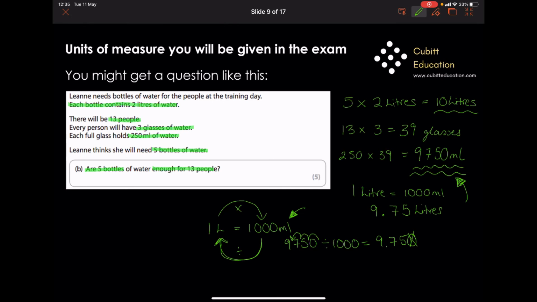So 9.75 litres. Are 5 bottles of water enough for 13 people? Yes, because she's actually got 10 litres and she doesn't quite need 10. She needs 9.75. Okay, I hope that was clear. Let's go on to another question. And that was 5 marks, okay? That was a level 1 question, I believe. Let's have a look at a level 2 question.